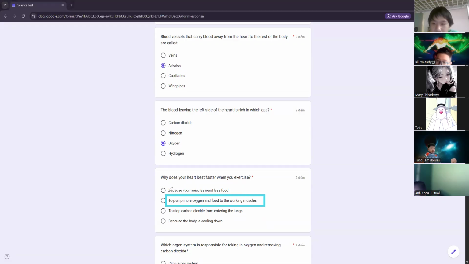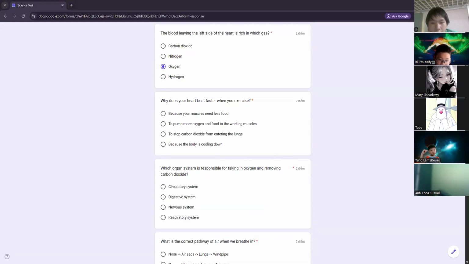Now, your muscles actually need more food during exercise, so we know that the first option is wrong. Carbon dioxide will not enter the lungs. It will only exit. And even if it does, it's a little amount that's in air. And the body cooling down would not be the correct option because in exercise, your body actually gets warmer, not cooler. All right. So, which organ system is responsible for taking in oxygen and removing carbon dioxide? Does anybody want to answer?